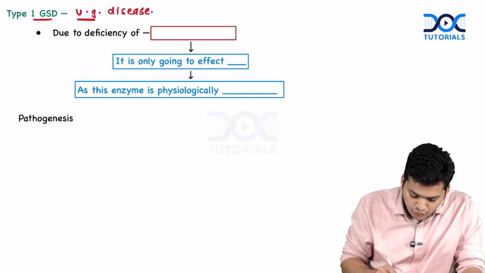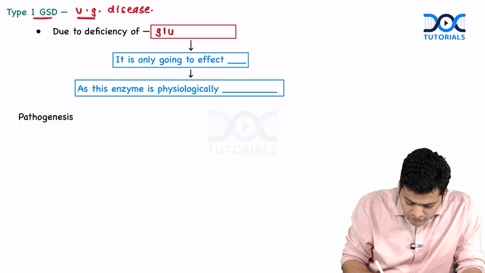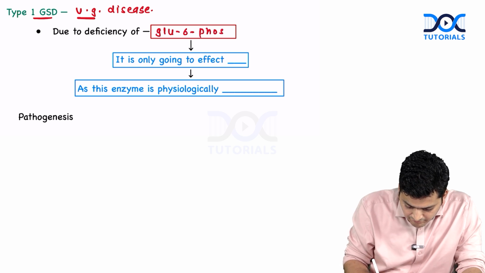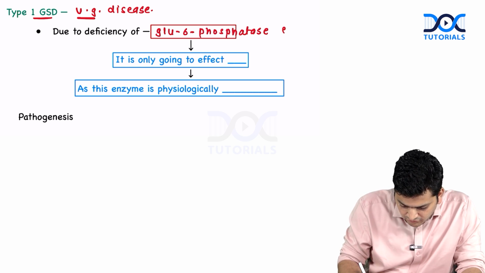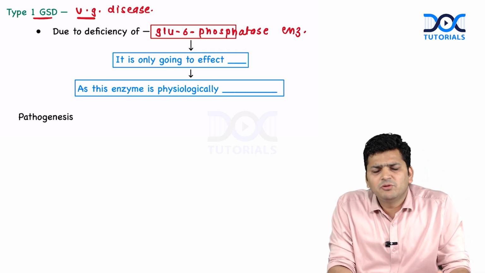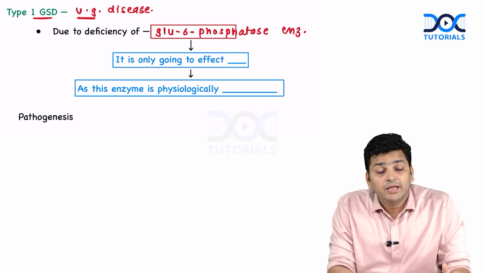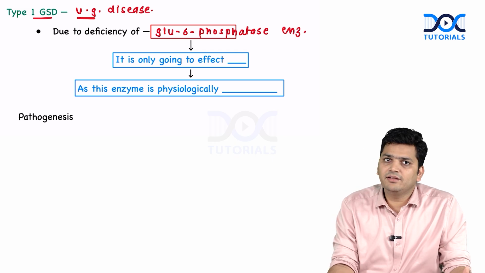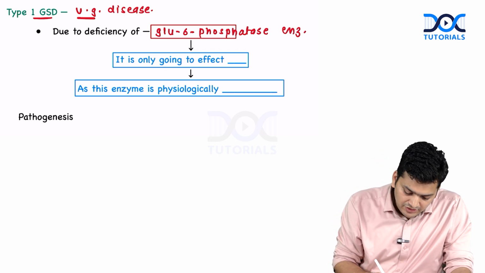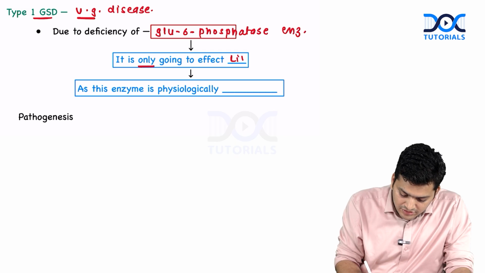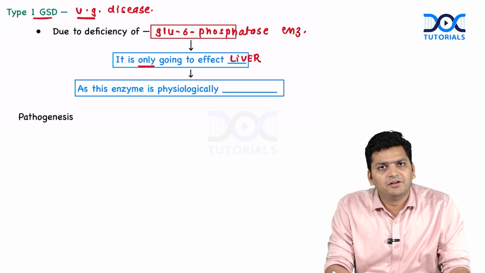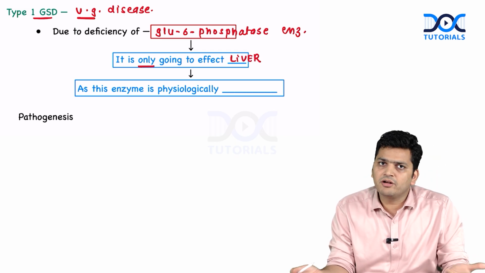Von Gierke is due to deficiency of glucose 6 phosphatase enzyme. See, this enzyme glucose 6 phosphatase, do you remember, is it found in liver, muscle or both? It is only found in the liver. It is not there in the muscle. So it is only going to affect the liver, because if this enzyme is not there, it is not going to affect the muscle, because in the muscle already it is not there.